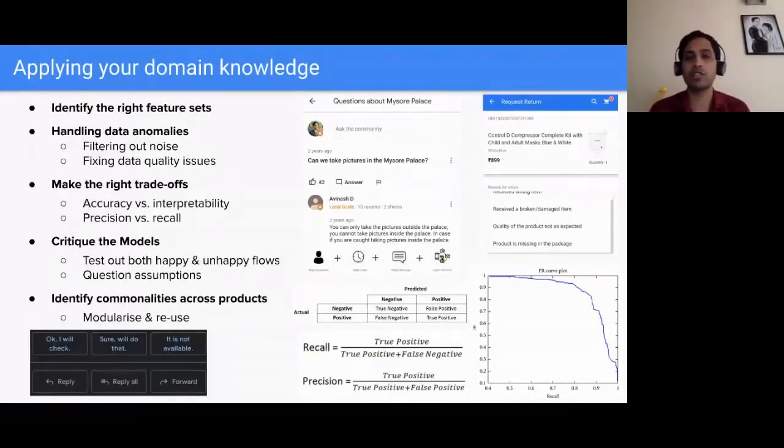And generally, data science models have a confidence score attached to them, right? So as you tune the confidence score, as you make it tighter, your precision would improve, but your recall would reduce. So you need to make the right trade-offs as to where you draw the line. What do you balance out on?